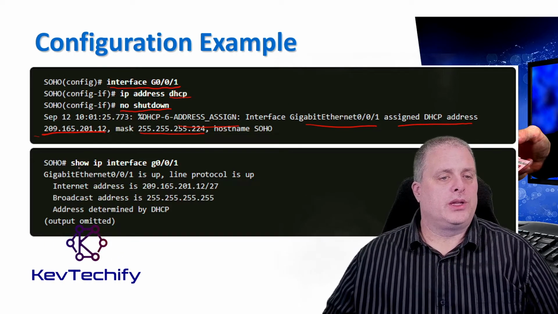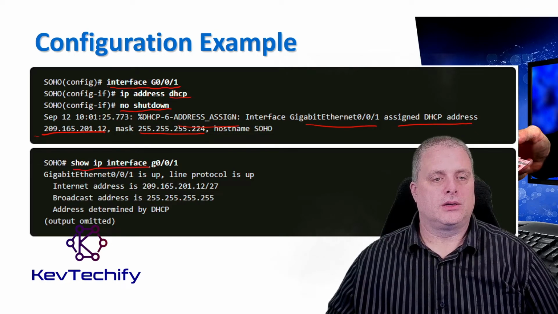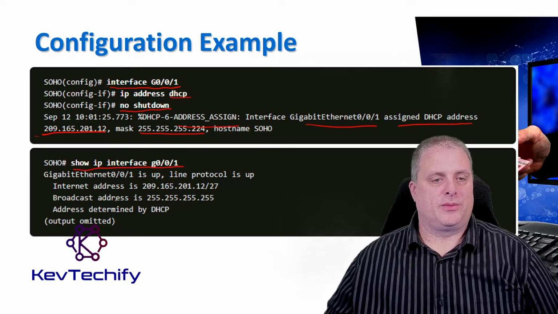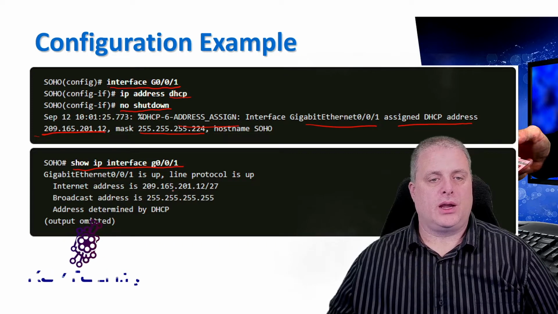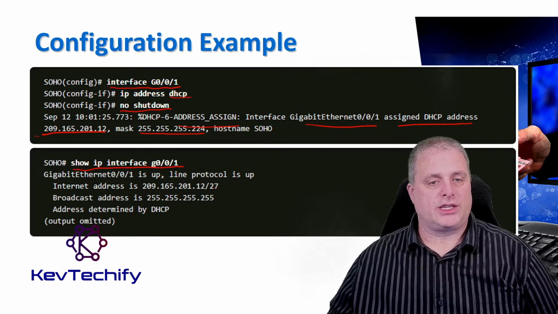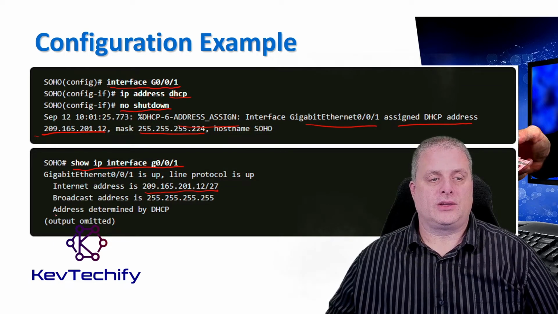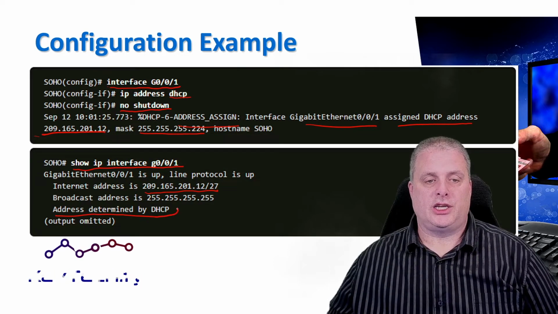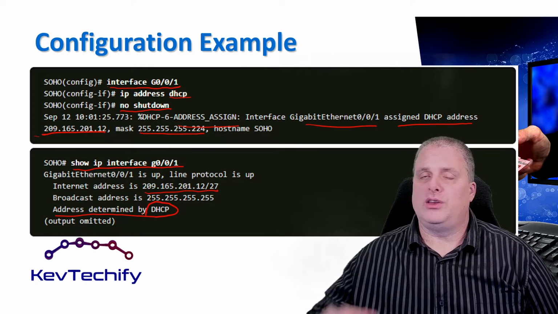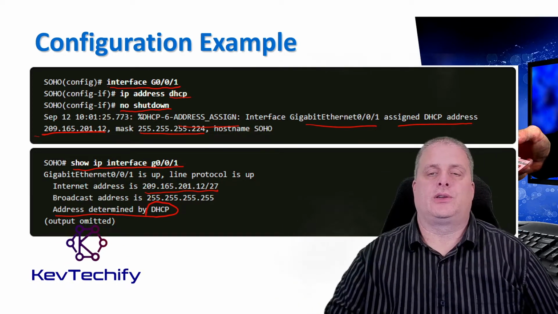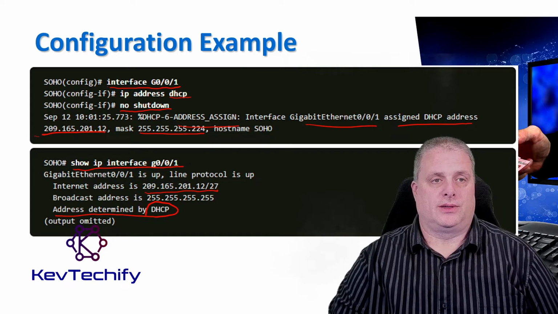What we can do is a show ip interface. We can see the information about it. We can see that the interface is up and up. That's always good. We have our address here of 209.165.201.12/27. This is the IP address we got from the Internet's ISP DHCP server. And then it tells us that the address was determined by DHCP. We have it set to go out and do that DORA process and obtain that address from a DHCP server.